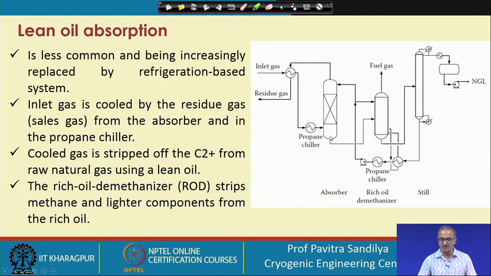This is the absorber, you can see. The gas coming in is quite cold and it is cooling the inlet gas initially, and then this inlet gas goes to the propane chiller. As we understand, this propane chiller in itself is a cycle. So, it goes to the propane chiller and then enters the absorber.